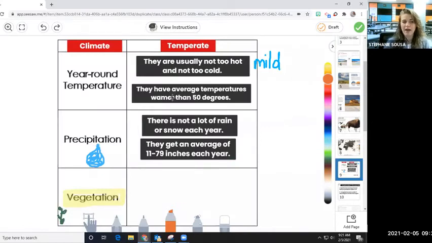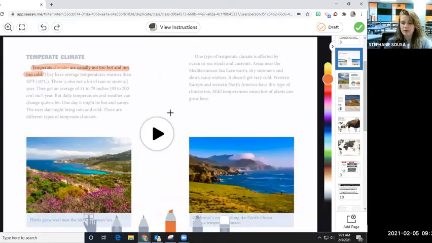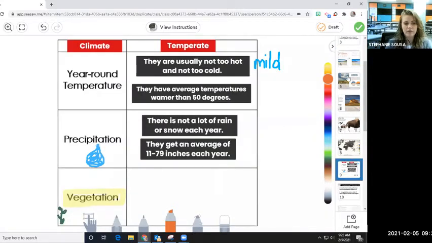Next up, we're looking for average temperatures warmer than 50 degrees or information about the rainfall, okay? Let's keep reading. They have average temperatures warmer than 50 degrees. Look at that. Boom, warmer than 50 degrees. This would be important information about our temperatures. There is also not a lot of rainfall or snow all year. Hey-oh, that was in our chart. Look, not a lot of rainfall or snow.